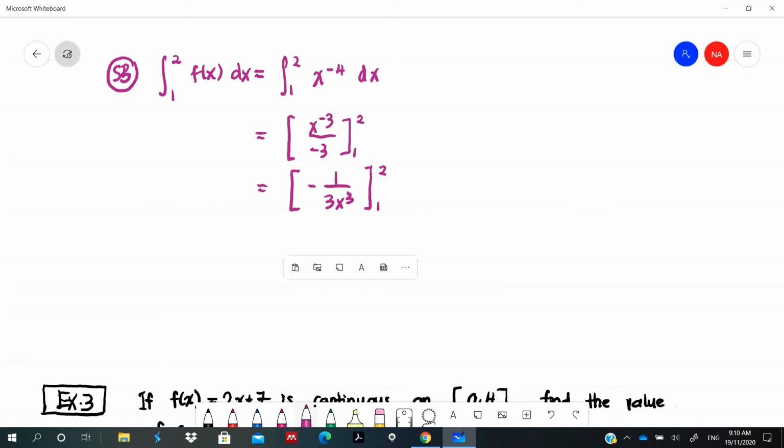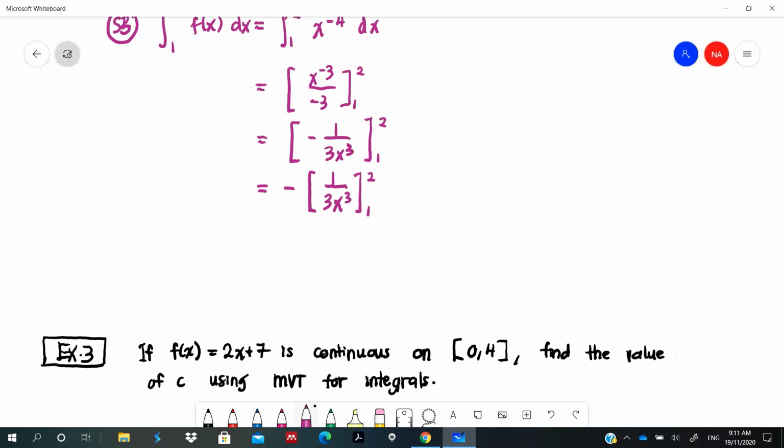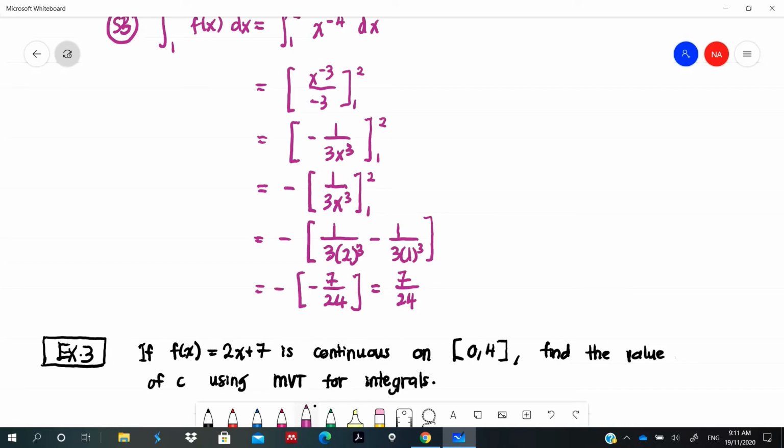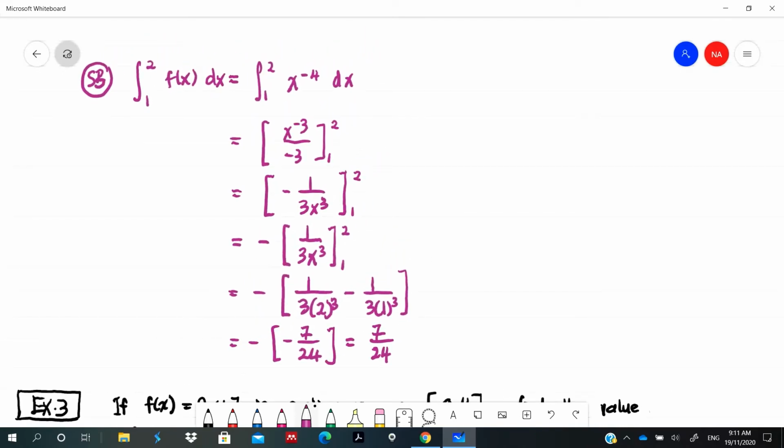For simplification, we'll just take that negative outside because it is not involved in the calculations. We substitute the value of x with 2 and 1, so I'll have negative, put outside, 1 over 2 to the power of 3 minus 1 over 1 to the power of 3. Pressing your calculator, you'll get negative of 7 over 24 inside the bracket. Simplifying this, you'll get positive 7 over 24 because negative multiplied with negative gives positive. So for step number 3, you are done.